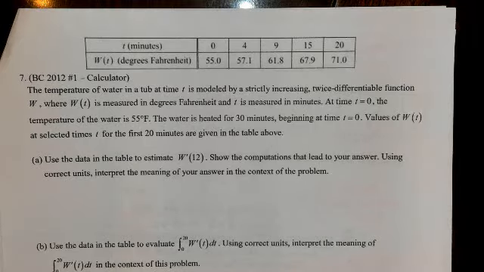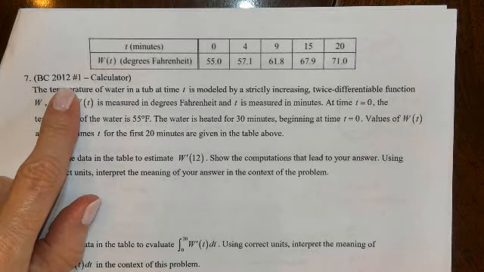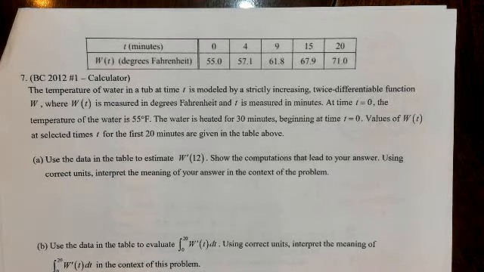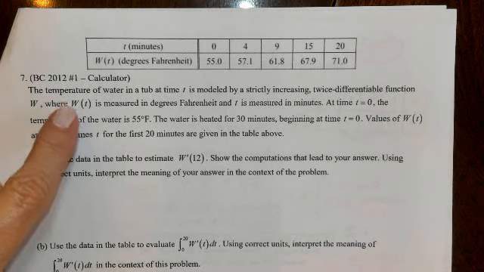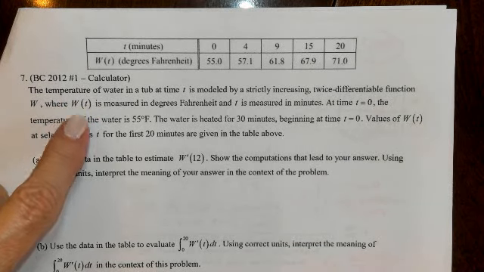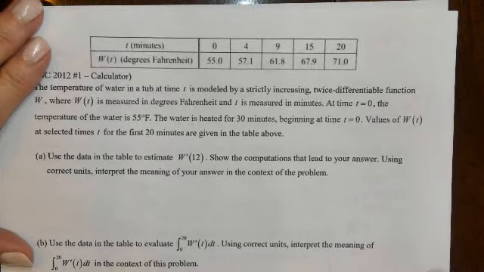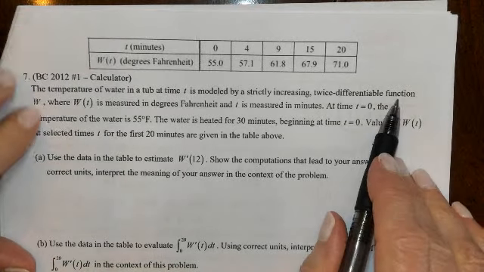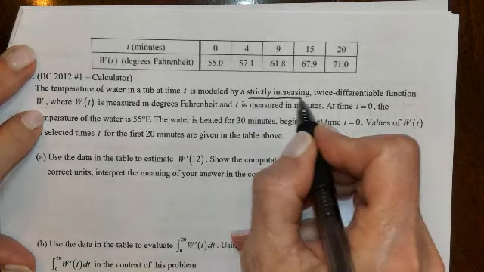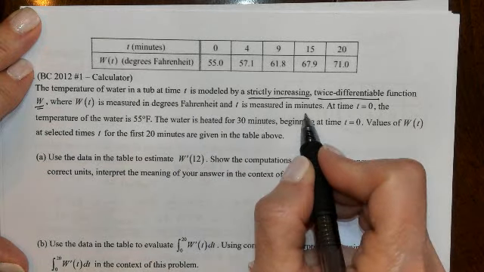So let's go ahead and do the problem from 2012. Let's read through it. This is with a calculator, so I have my calculator handy. And they give us the temperature of water in a tub is modeled by a strictly increasing twice differentiable function W. Wow. Strictly increasing twice differentiable function W. So we will likely need that. That's very specific. Where W of t is measured in degrees Fahrenheit, t is measured in minutes.